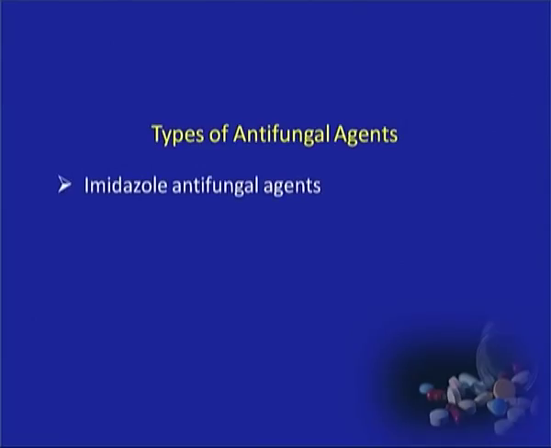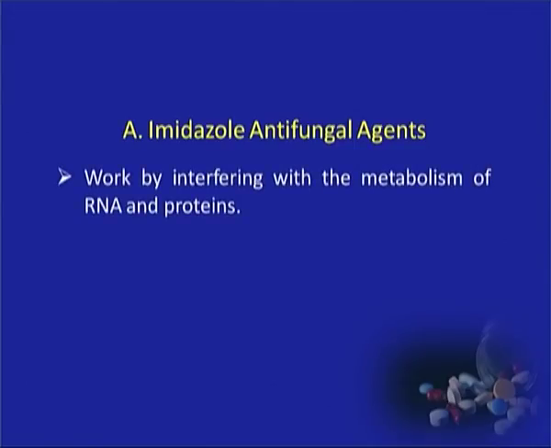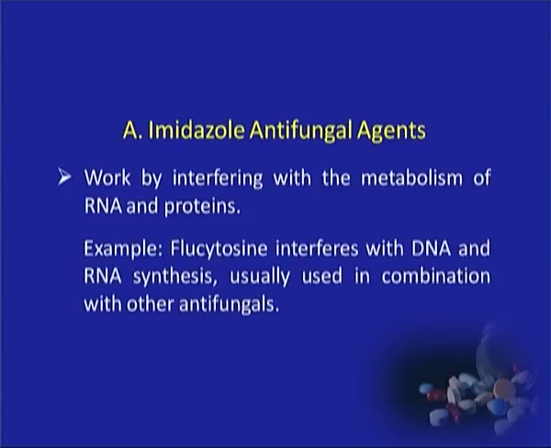Let us discuss the different types of antifungal agents. First one is imidazole antifungal agents. Second category is antimetabolic antifungal agents. Third one is polyene antifungal agents, and fourth one is superficial antifungal agents. Let us discuss antimetabolic antifungal agents. They work by interfering with the metabolism of RNA and proteins. Its example is flucytosine, which interferes with DNA and RNA synthesis. It is usually used in combination with other antifungal agents.